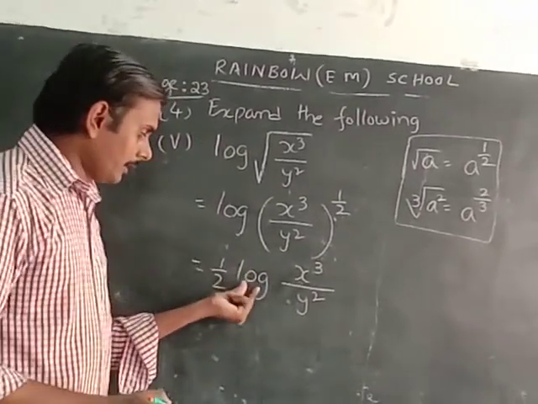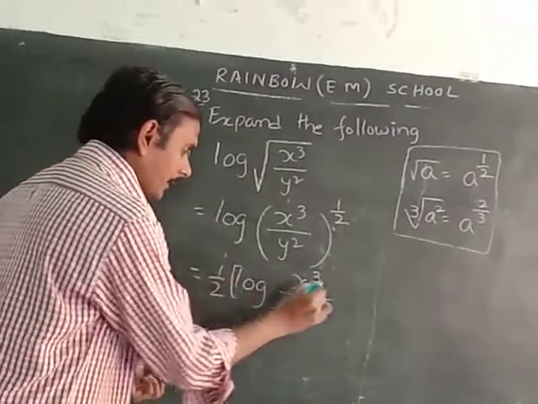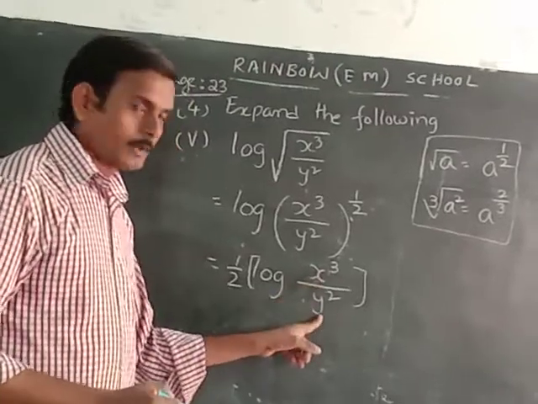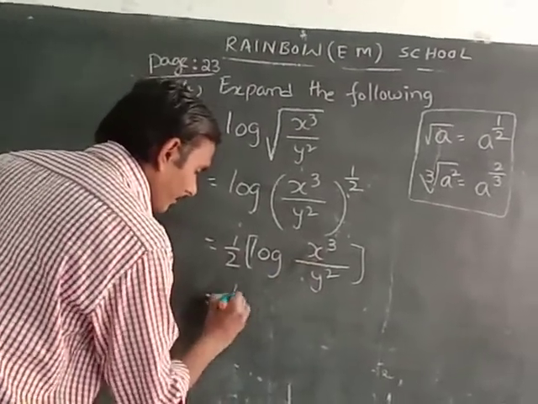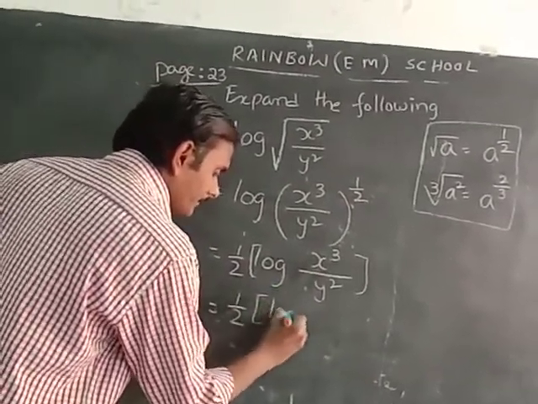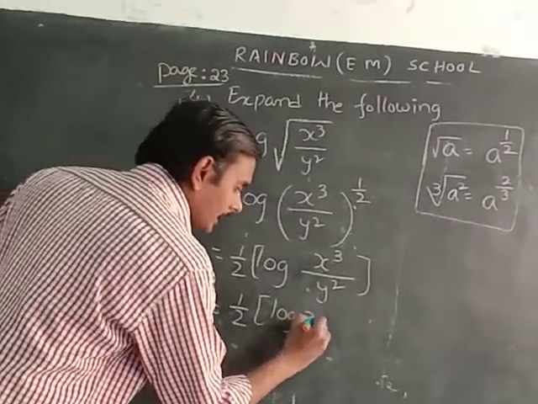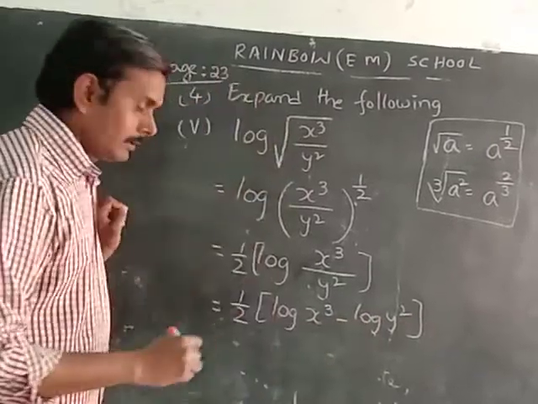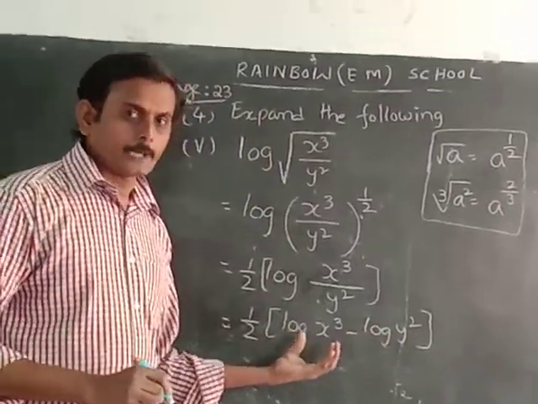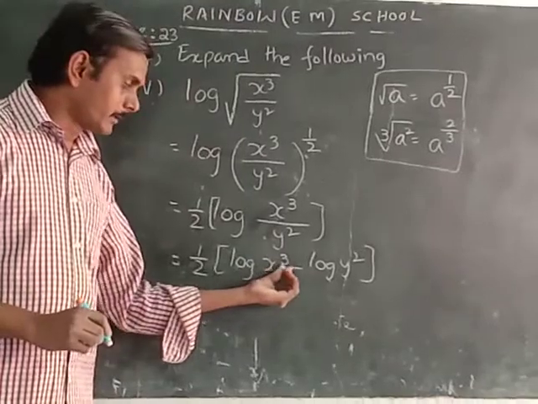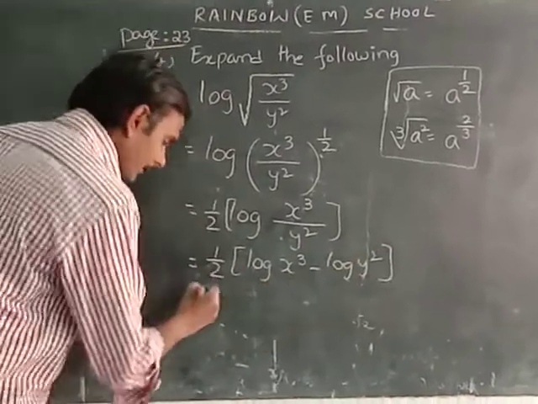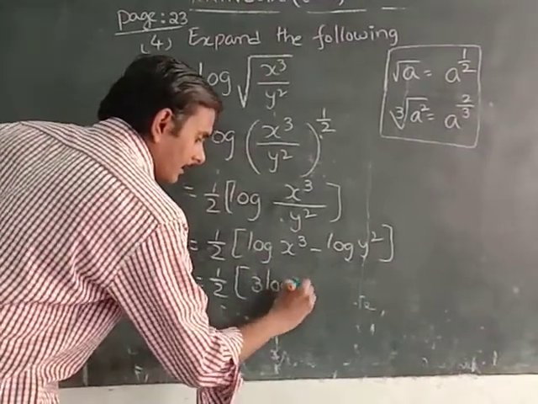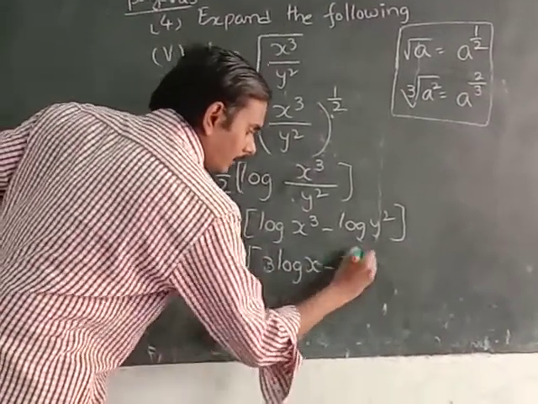Now up to this part we have to take log x by y, which means log x minus log y. So 1 by 2 of log x power 3 minus log y square. Again it is in expandable form, the form of log x power m. Then we can write 1 by 2 of 3 log x minus 2 log y.